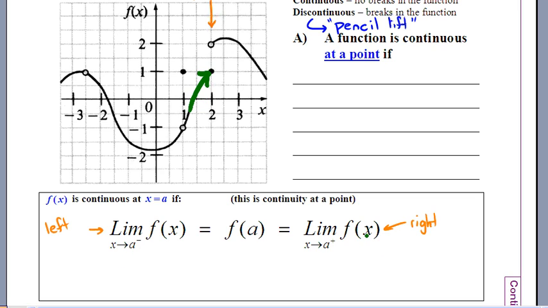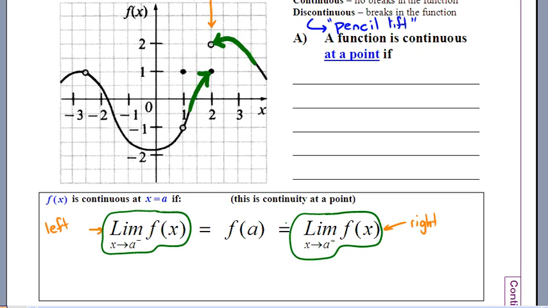On the high side, way over here on the far right of this box, that would say, well, what if you come in from the higher than 2 side and ask yourself, what y value are you approaching when you get there? So these two limits, this lower left limit, and this upper right limit, they're asking, where was the function heading? Where does it look like it's aiming for? Those have to be the same. They're clearly not in this picture, but those would have to be the same.